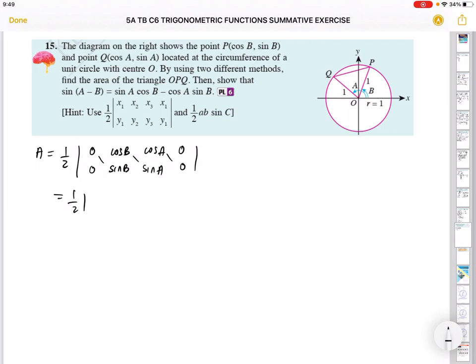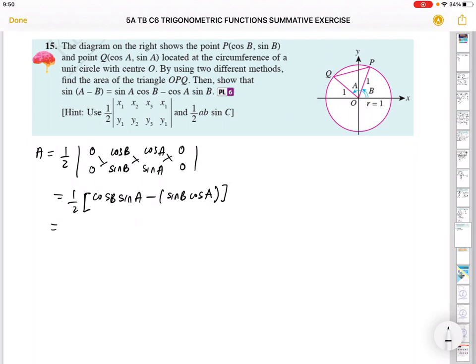All right, now maybe I rewrite it. It's quite ugly looking, right? Never mind. Normally we write cos first, but we write sine first. So this will be sine A cos B minus cos A sine B. So I write in this form.